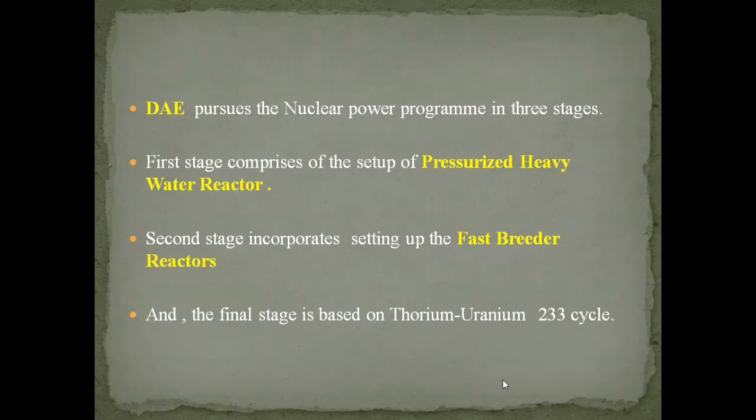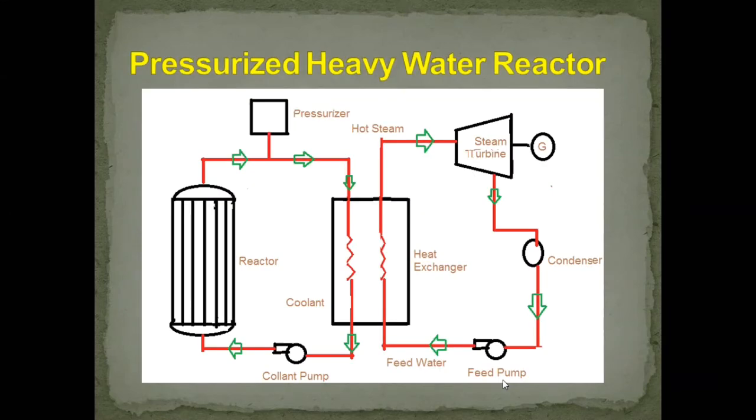Moving on. DAE pursues the nuclear power program in three different stages. Number one is the setting up of the pressurized heavy water reactor. We will see it in upcoming slides. The second stage incorporates the setting up of the fast breeder reactors, and the last and final one is the thorium cycle. So this is the typical setup of the pressurized heavy water reactor.